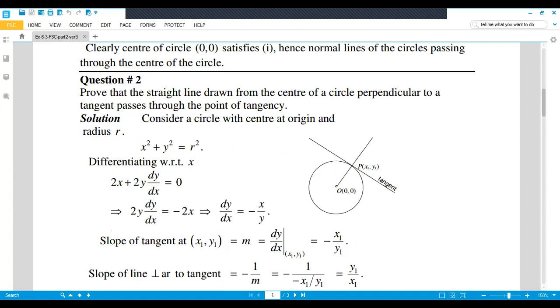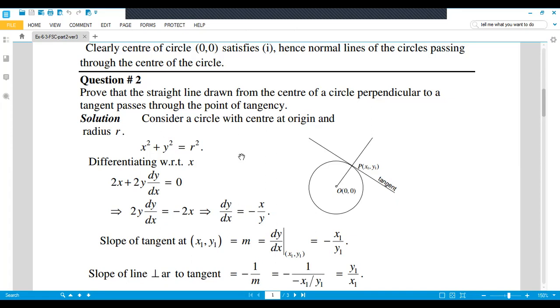Question number 2 is, prove that the straight line drawn from the center of a circle perpendicular to a tangent passes through the point of tangency. What it means is that if you draw a line from the center of the circle, that line will also pass through the point of tangency, meaning the point where the line is tangent to the circle. You have to prove that if you draw from the center to the boundary, that line will pass through the point of tangency. So, consider again a circle with center at the origin and radius r.